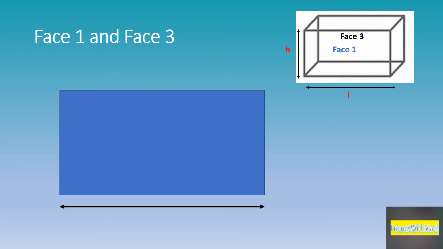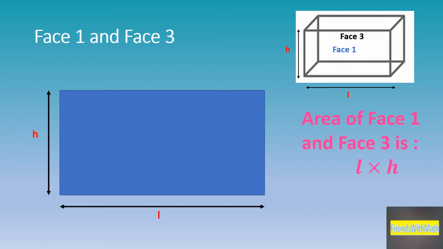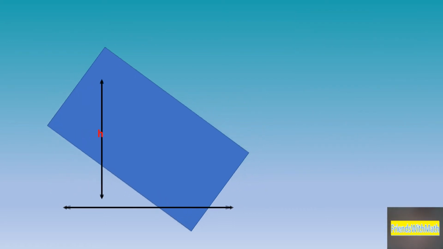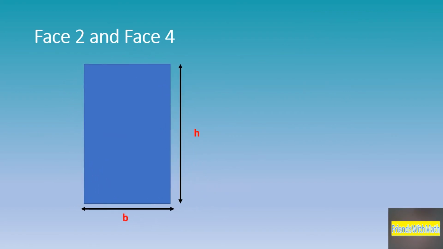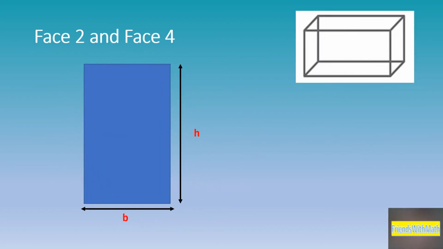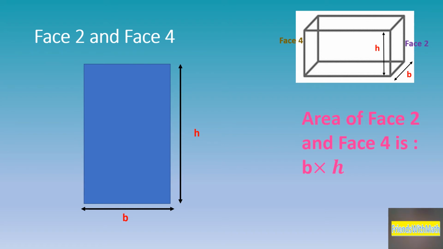So now let us first calculate the area for face 1 and face 3. This is the cuboid that we just discussed. So face 1 and face 3, the dimensions here are length and height. So I have represented it separately, length and height. So the area of face 1 and face 3 will be L into H. Similarly, the area of face 2 and face 4, since we have the dimensions B and H, will be B into H.